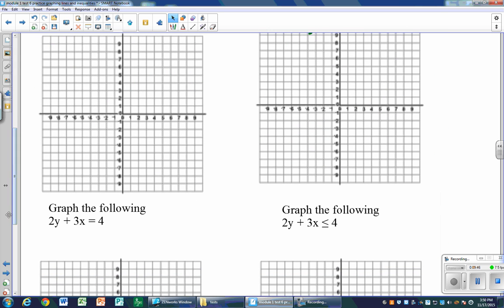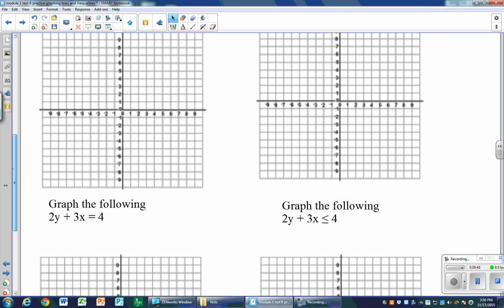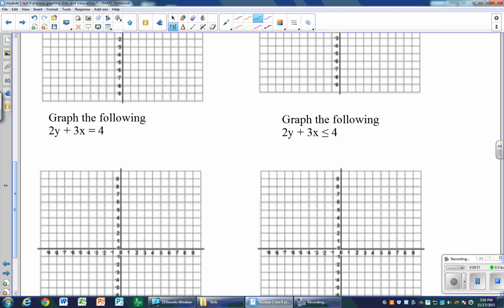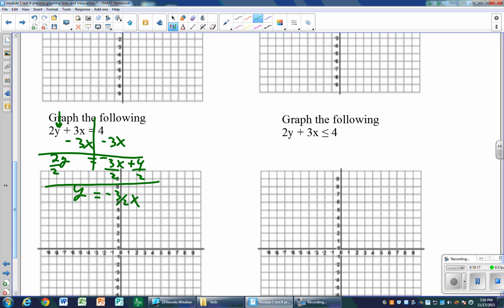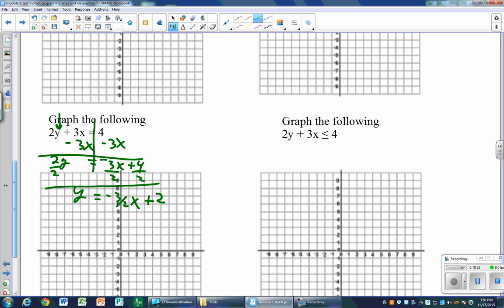Graph the following. Ooh, y is not by itself. So, what do? Put an anchor on y. Whatever you do to the left-hand side, you have to do to the right. 2y equals negative 3x plus 4. I immediately recognize we're going to have a negative slope. Divide by 2, divide by 2, divide by 2. Y equals negative 3 halves x. Leave it as a fraction, and then plus 2.